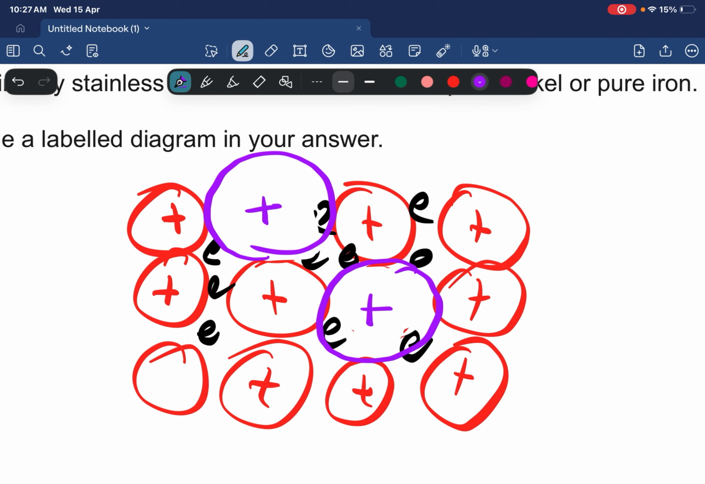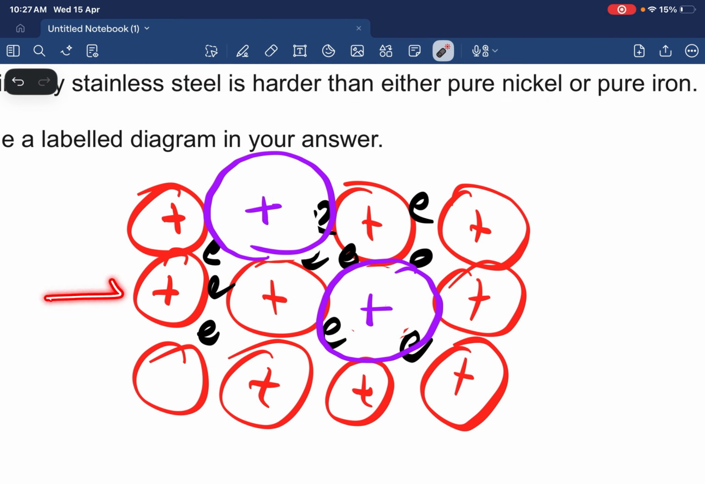Now tell me, when you apply force, this is a bigger atom. Now, will the layers slide over each other easily? They won't, because of the different size of atoms. Now, this is not malleable enough. That is why when we think of metal, we think of our iron gates.